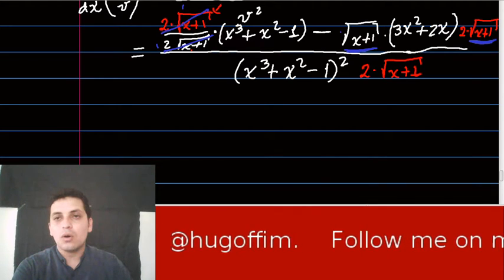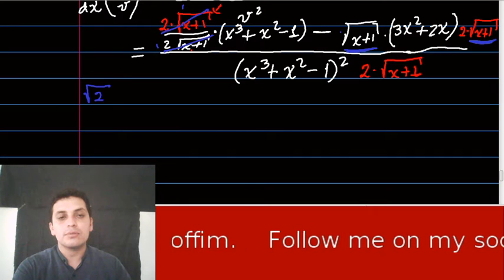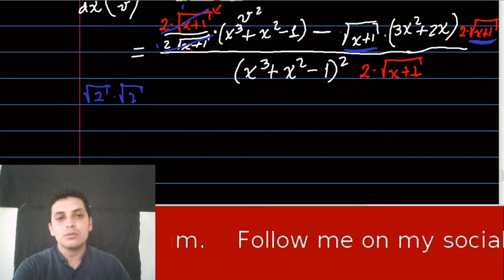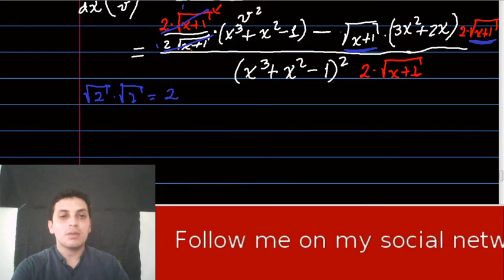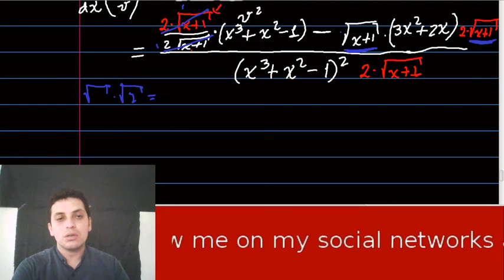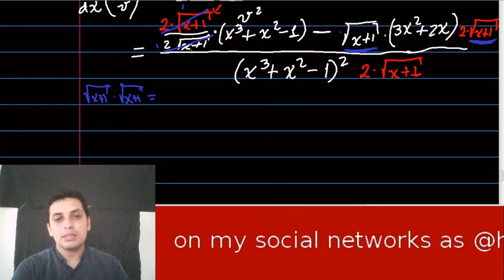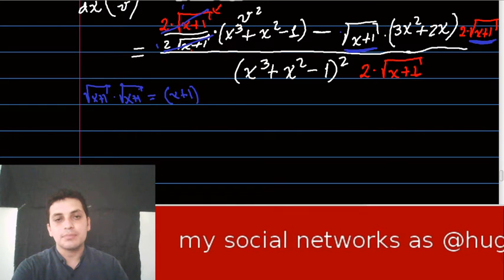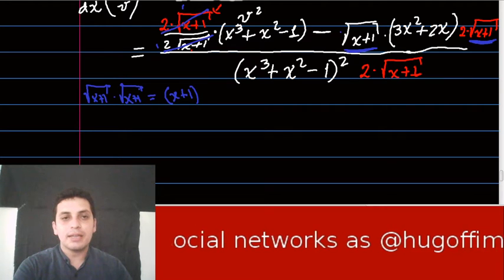roots. So if I multiply two roots, for example, root of 2 times root of 2 is going to get 2, because it will be root of 2 to the second power. So root of x plus 1 times root of x plus 1 is going to give us x plus 1. Okay? So this is just for you to know. So what do we have at the end?